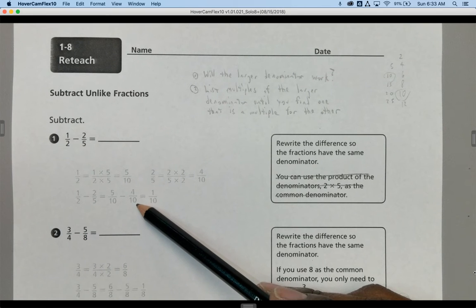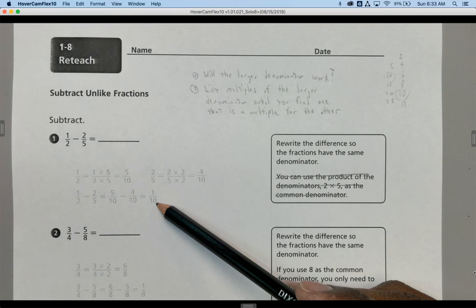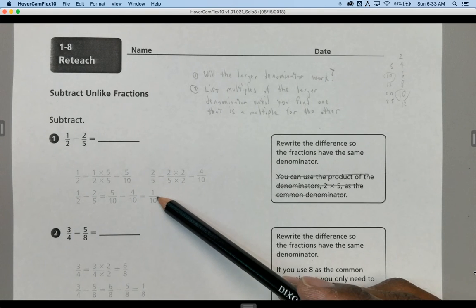Now that we have rewritten this problem in a way where both fractions have the same denominator, we can perform the operation. We can subtract. When the denominators match, keep it the same, 10 stays a 10, and let the numerators do the work. 5 minus 4 equals 1. 1/10 is our final answer.